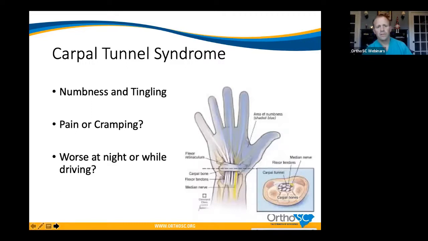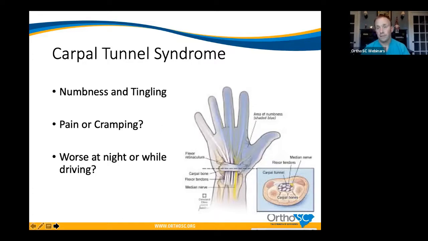So carpal tunnel syndrome next. This causes numbness and tingling in the hand. A lot of times you'll wake up at night, your hand will be burning. People say it's on fire. And so they'll have to shake out their hand or run it under cool water or warm water sometimes. And also while you're driving, your hand can go numb, or if you're working on the computer.